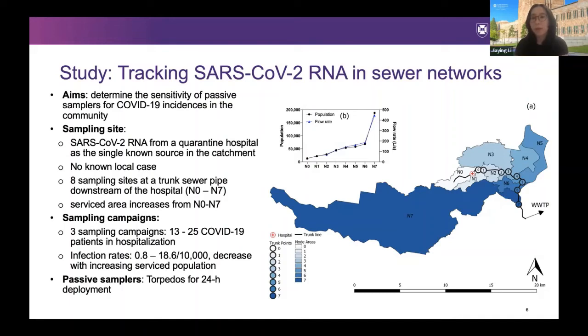So the conclusion of our study is that when there are nearly two cases among 10,000 people, this is the limitation, or the best sensitivity, of the membranes to capture the signals from the wastewater.